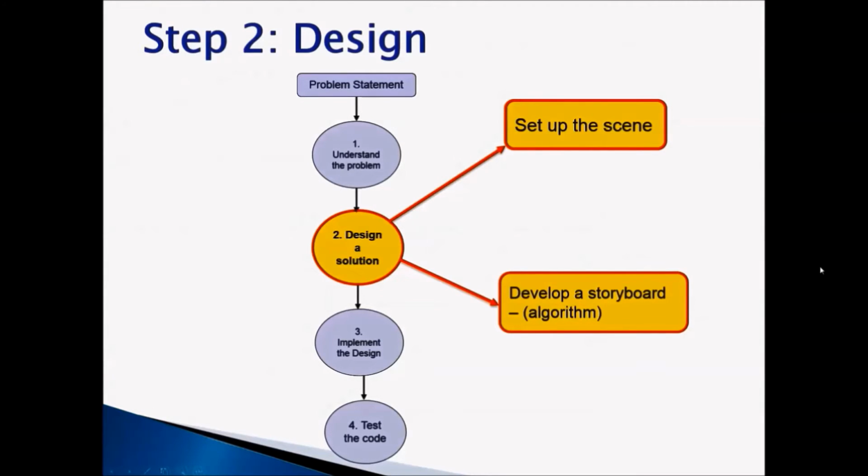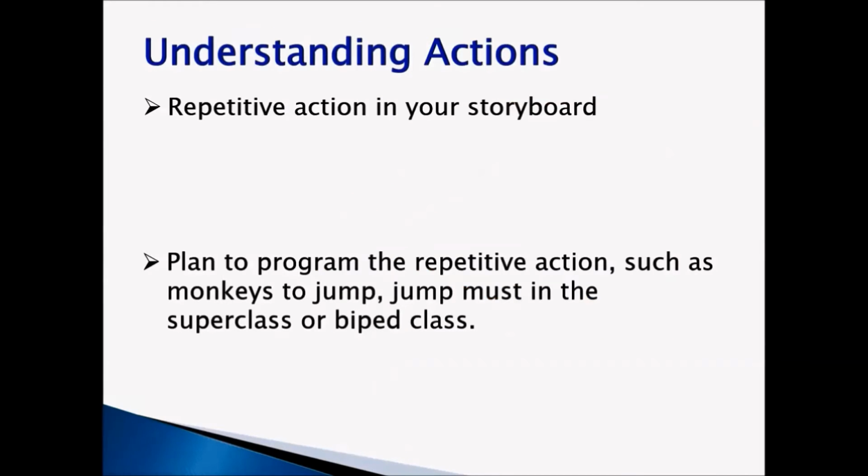Step 2, design. In step 2, designing a solution, we need to set up a scene and then develop a storyboard. Now before we set up the scene, we are going to write a storyboard. We are going to do an algorithm. Because we know what the animation looks like, let's focus on designing a storyboard first. Before we start designing a storyboard, we need to understand what actions are involved in this animation. Now we need to look for repetitive action in your storyboard.